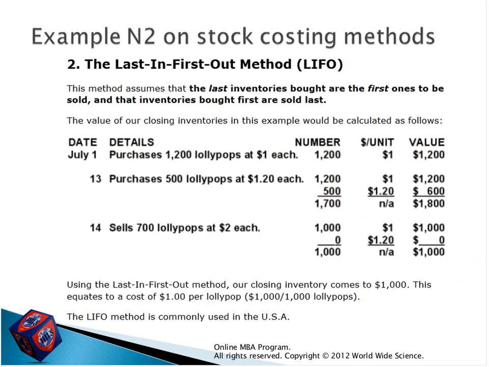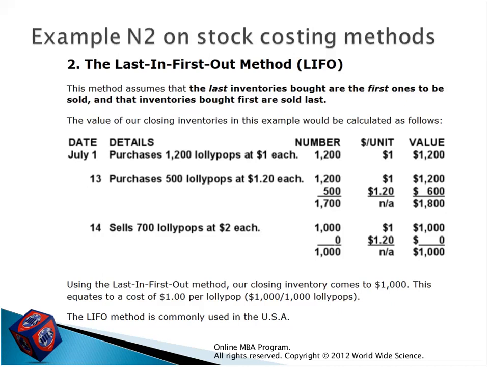So, the LIFO method. This method assumes that the last inventory bought is the first to be sold, and that inventory bought first is sold last. So the last inventory must be sold first, and the oldest inventory would be sold later. So the value of our closing inventories, here is the calculation we have on the candy shop. Let's see, by the LIFO method.